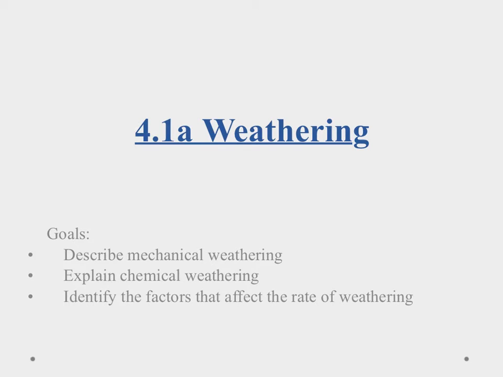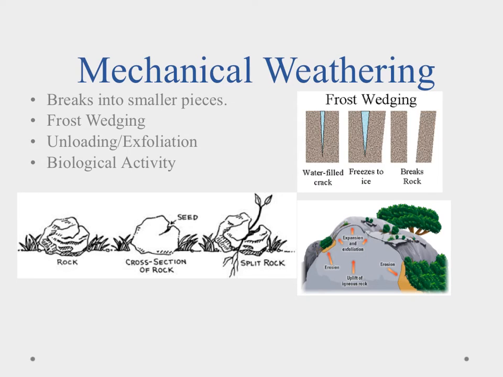In this video we'll describe what mechanical weathering is, we'll explain what chemical weathering is, and then we'll identify the factors that affect the rate of weathering. Okay, so the first thing we're going to talk about is mechanical weathering. Mechanical weathering is quite simply breaking rocks into smaller pieces. There's no chemical change going on, the rocks are still the same chemical composition. The only difference is they've gone from one big piece into a bunch of little pieces.